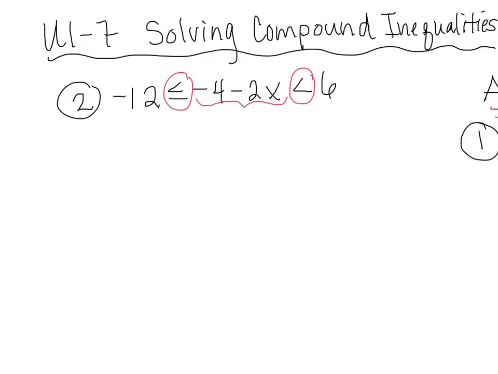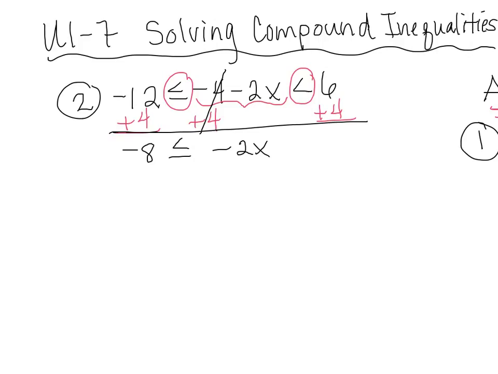So we have to start by getting rid of the constant -4 by adding 4. And remember, we have to add that 4 to both this far left and to the far right. We simplify. -12 plus 4 is -8. Bring down the less than or equal to sign. These have canceled. There's a -2x left in the middle. Bring down the less than sign. 6 plus 4 is 10.